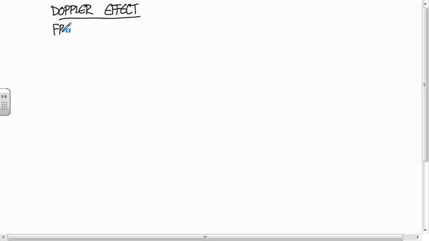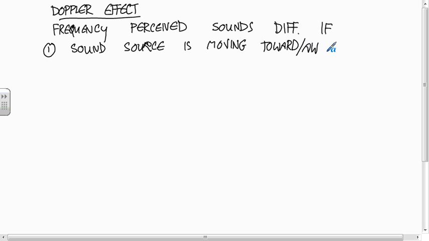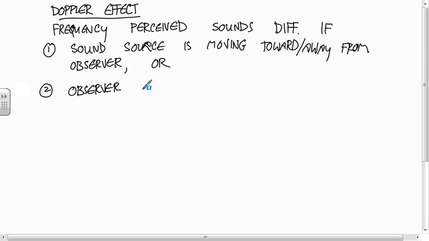The frequency perceived is different if the sound source is moving towards or away from the observer, or if the observer is moving toward or away from the sound source.